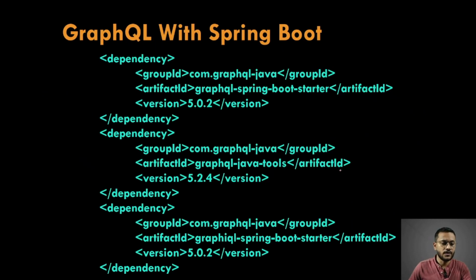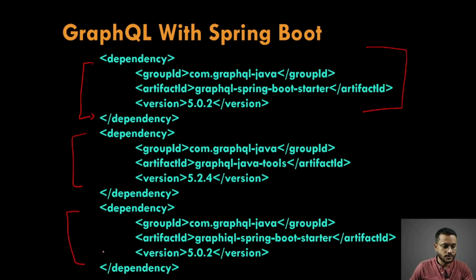Now move forward. These are all the dependencies, because I faced a lot of difficulty finding a proper GraphQL dependency. That's why I have attached it for you. So these are all the dependencies we use in our project. First, GraphQL for Java, this is for GraphQL, and this is for GraphQL Java Tools, and this is a Spring Boot starter. And this is for GraphiQL.